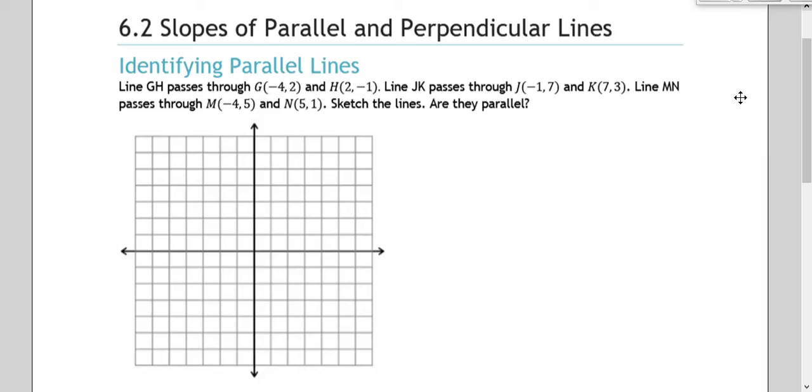Okay, this is 6.2, slopes of parallel and perpendicular lines. So we're going to learn how to identify parallel lines, how to sketch them, and how to use the slope to compare them. So we have line GH that passes through G, (-4, 2).